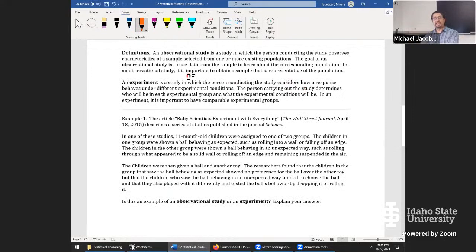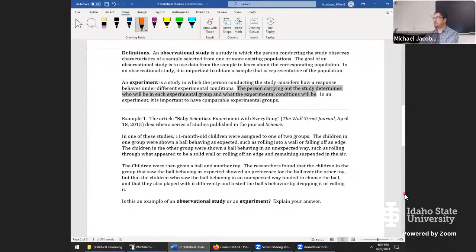So now the key difference from going from an observational study to an experiment is the following. Author states, in an experiment, we have a study in which the person conducting that study considers how a response behaves under different experimental conditions. Like this line right here, it says, the person carrying out the study determines who will be in each experimental group and what the experimental conditions would be.